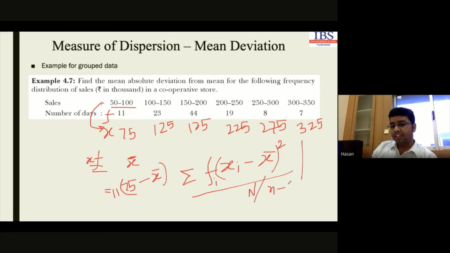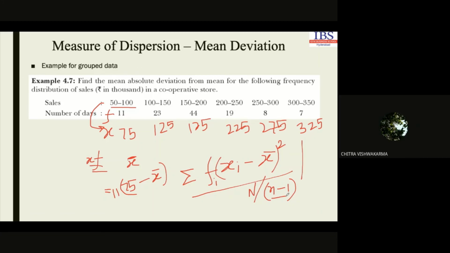So in case of population, it is only N, but in case of sample, it is n minus 1, because there is some partiality or bias in the result. To avoid the bias, it is simply put as n minus 1 in case of sample. Okay? Is that clear, guys? Are you getting my point?